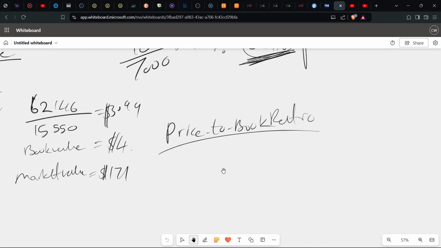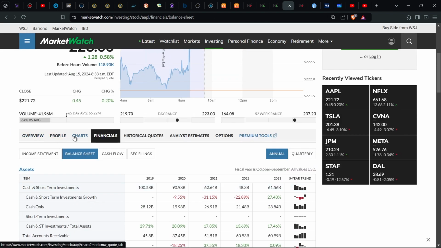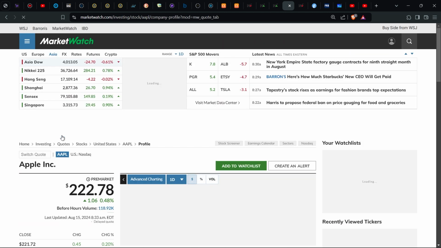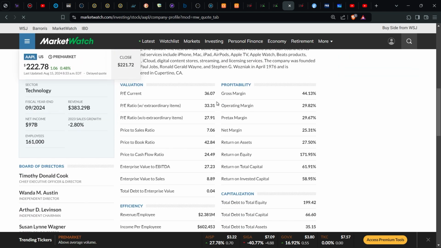The formula is market price of the stock divided by book value. Again, still on the same website. If you come here on the company profile, you're going to see those statistics. Let's scroll down. You can see PE, current profitability, this is the valuation. And then there's the price to book ratio. This is that ratio of the book value versus the market value, market price.